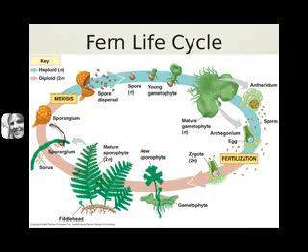So the sporangium contains spores that undergo meiosis to produce the new gametophyte generation, and then sperm and egg come together to produce our sporophyte or diploid generation here in ferns.